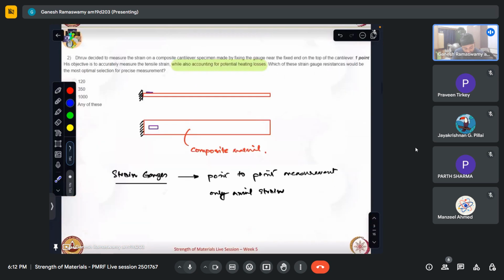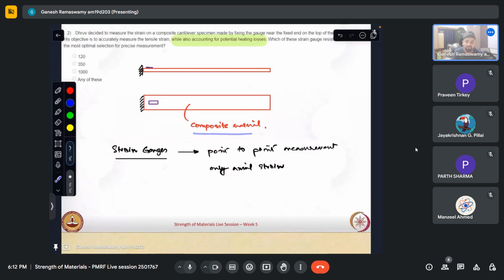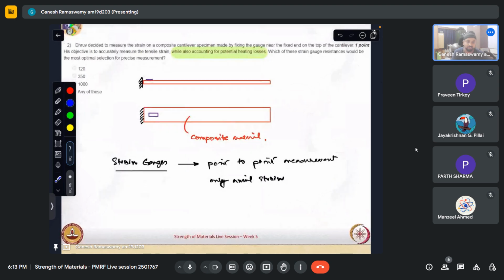Now, this question qualifies that we have a composite material. Composites, as discussed in the lecture also, are materials where we align the fibers in order to suit some specific purpose. And these are very poor conductors of heat. So there will be no dissipation of the heat, which means the strain gauge would be experiencing the heat with nowhere to dissipate it, which will again disturb our readings. So in such cases, it is better we go with a higher resistance strain gauge, so that the losses are confined and it is more robust for our mechanical measurements.